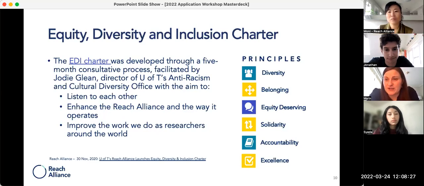The charter is only 2 pages and it highlights the commitments that we've made and the principles that guide our work. We've pulled these principles here to the side. You can see there's 6 listed. I think excellence is really the cornerstone here because we really do believe that equity, diversity, and inclusion does facilitate excellence in the work that we do.